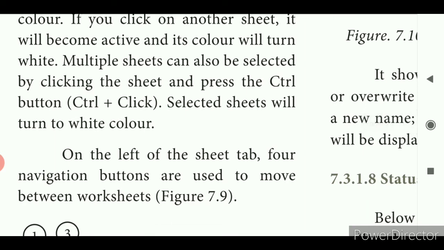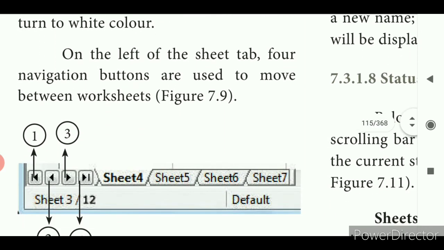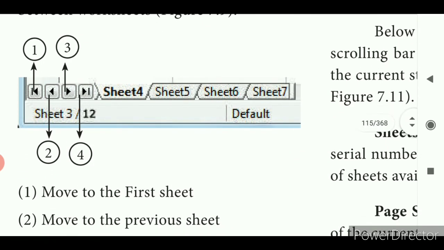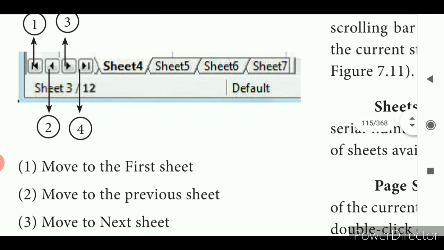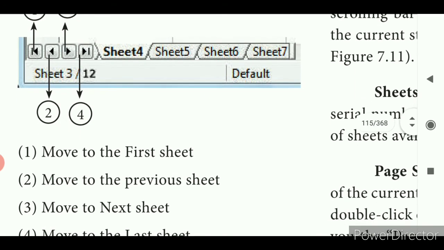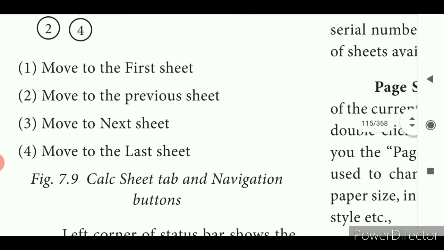On the left of the sheet tabs, the 4 navigation buttons are used to move between worksheets. Here you see the 4 navigation buttons, the left arrow buttons, then the right arrow buttons. The first one moves to the first sheet, the second moves to the previous sheet, the third moves to the next sheet, and the fourth moves to the last sheet.